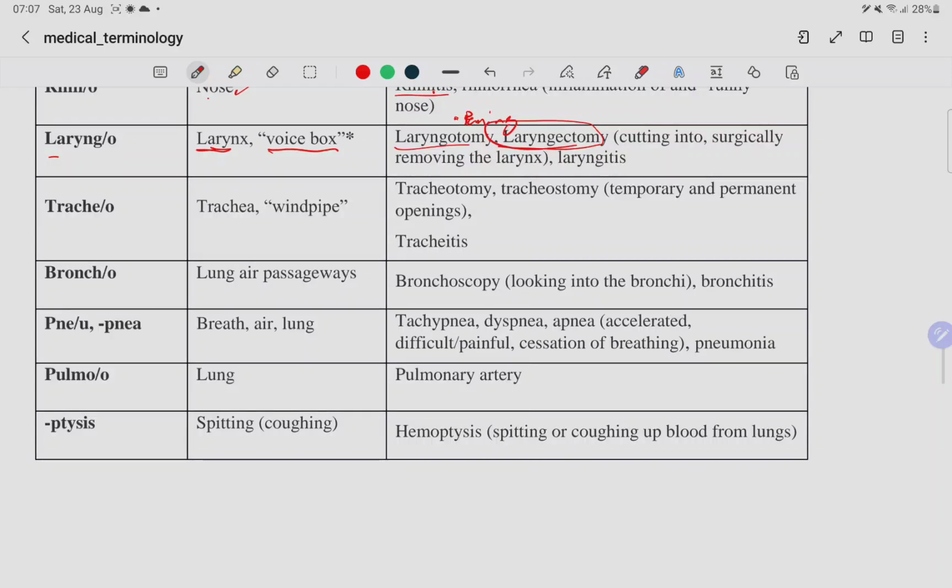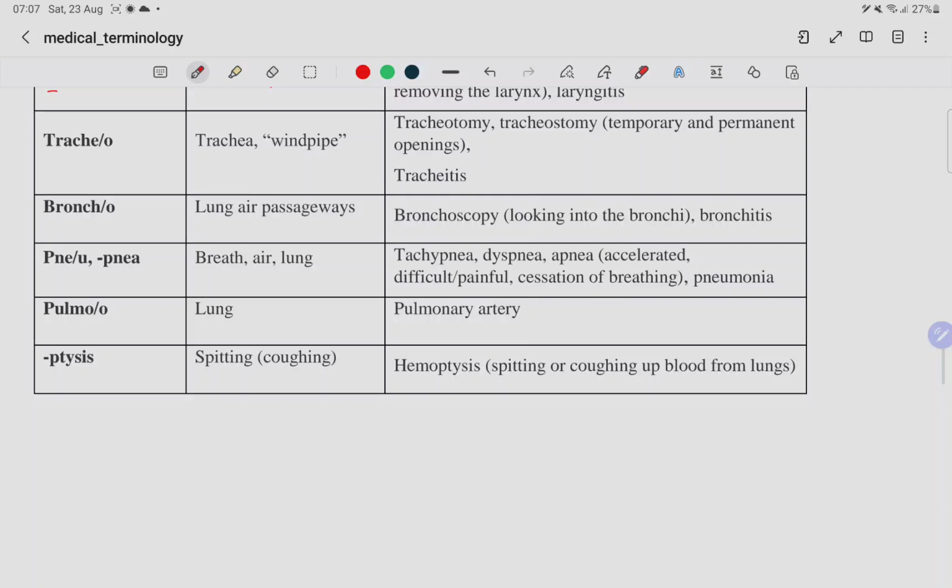Trachea means windpipe. So tracheotomy is an opening. Tracheostomy is an opening in the trachea. Tracheitis is inflammation of the trachea. Broncho means lung air. So a bronchoscope means I will see what is inside the lungs and the bronchioles.